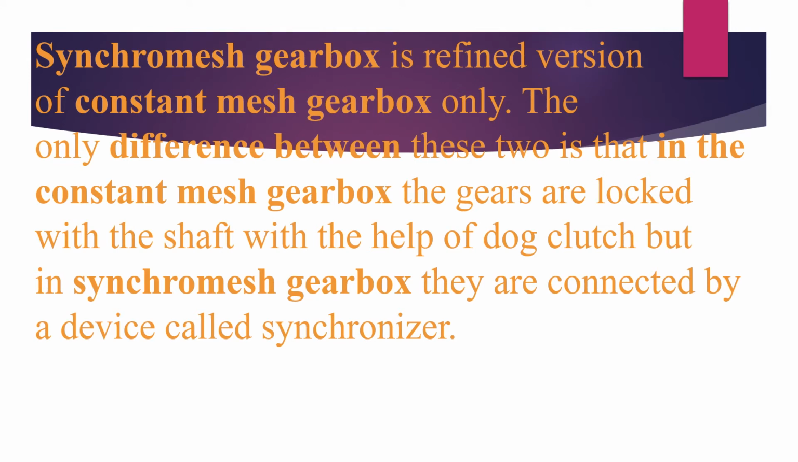The synchromesh gearbox is a refined version of the constant mesh gearbox only. The only difference between these two is that in the constant mesh gearbox, the gears are locked with the shaft with the help of a dog clutch, but in the synchromesh gearbox, they are connected by a device called a synchronizer.